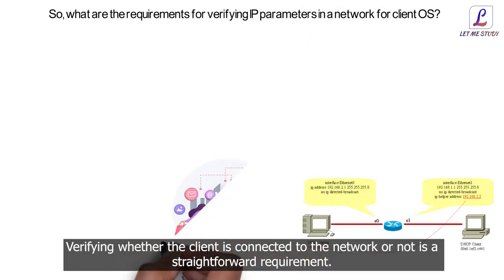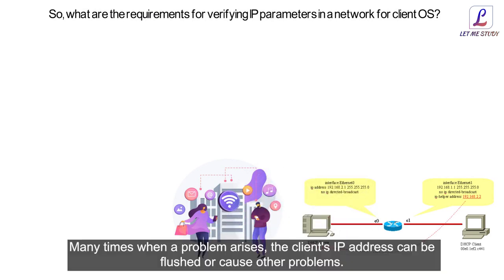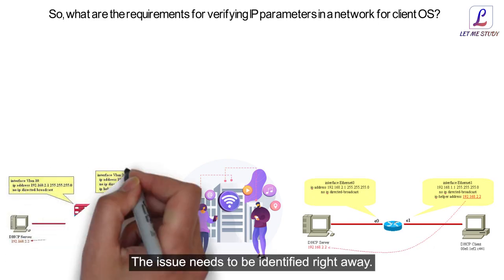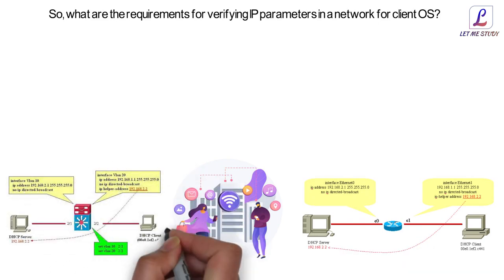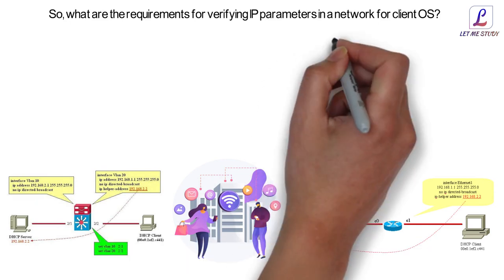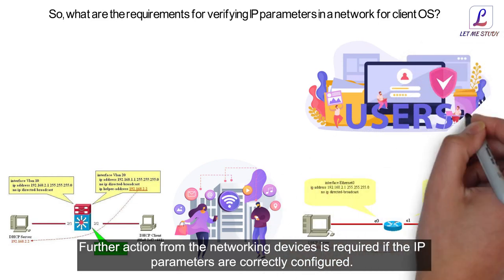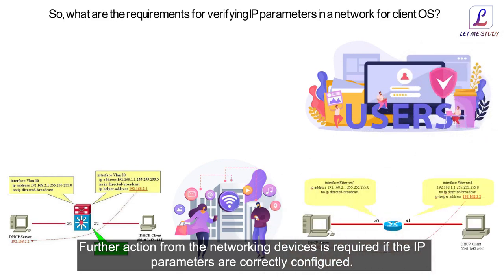Verifying whether the client is connected to the network or not is a straightforward requirement. Many times, when a problem arises, the client's IP address can be flushed or cause other problems. The issue needs to be identified right away. First, we must confirm the IP parameters for the client OS in order to diagnose the issue with a specific client. Further action from the networking devices is required if the IP parameters are correctly configured.